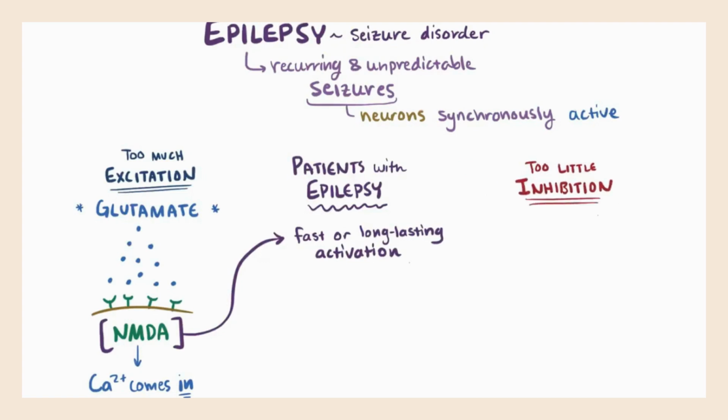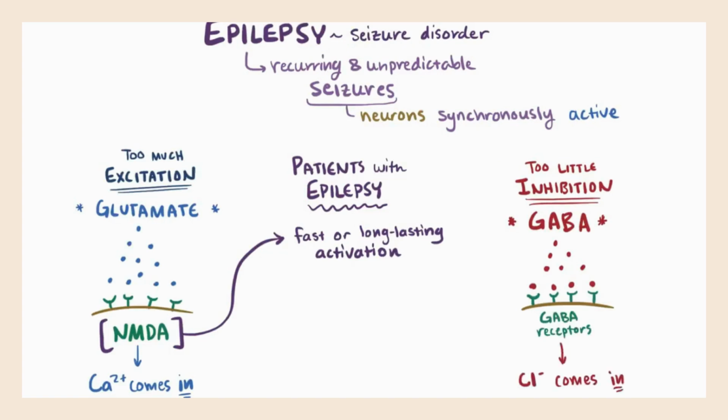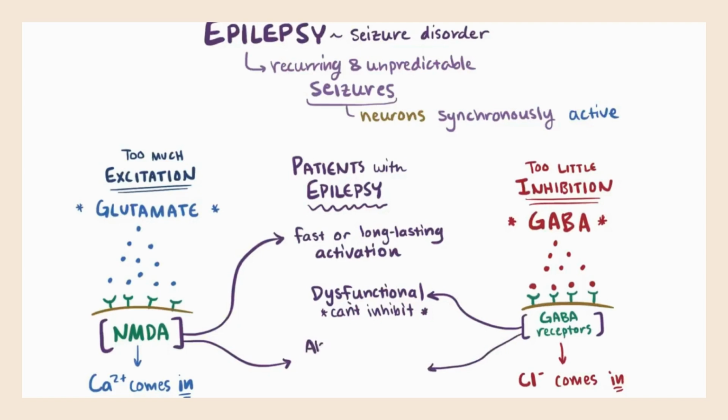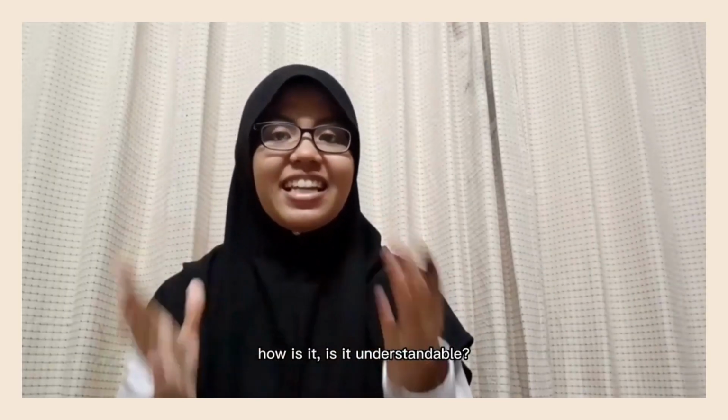On the flip side, the main inhibitory neurotransmitter in the brain is GABA, which binds to GABA receptors that tell the cell to inhibit the signal by opening channels that let in chloride ions, which are negative ions that tell the cell to inhibit signals. Some patients with epilepsy seem to have genetic mutations in which their GABA receptors are dysfunctional, and so they aren't able to inhibit signals. In addition to potentially having a primary genetic cause, though, these receptors and ion channels might be affected by all sorts of things like brain tumors, brain injury, or infection. How is it? Is it understandable?